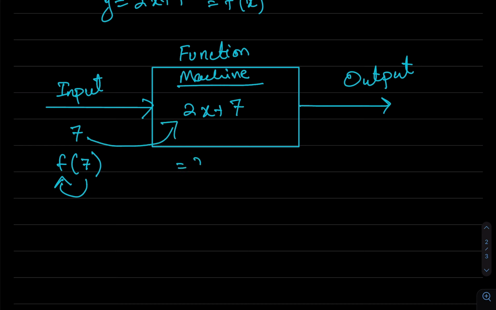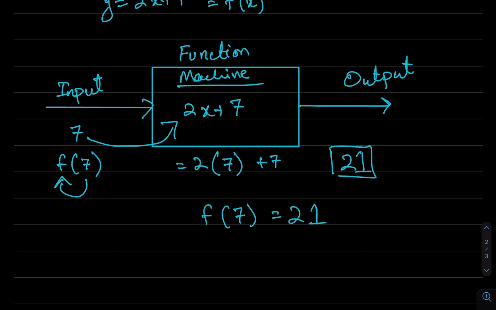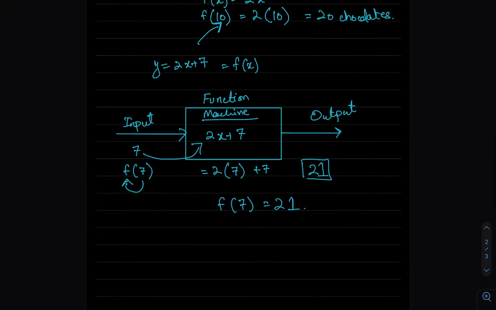What's going to happen is the x is going to be substituted by this input, which is 7, and then we're going to add 7, and we're going to get 2 times 7 is 14, plus 7 is 21 as the output. So f of 7 is going to be equal to 21. Now you guys know what a function is. Let's draw some graphs to see what is actually going on here.